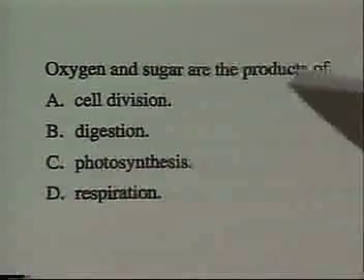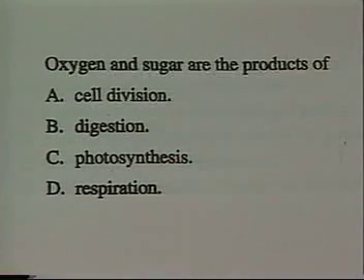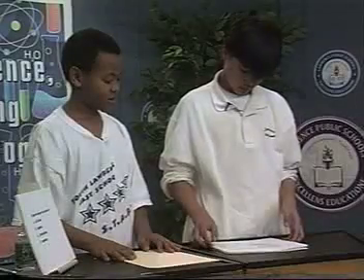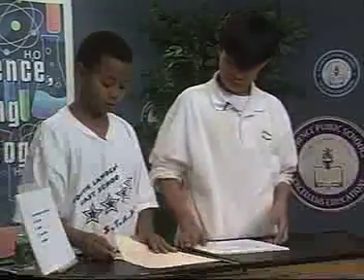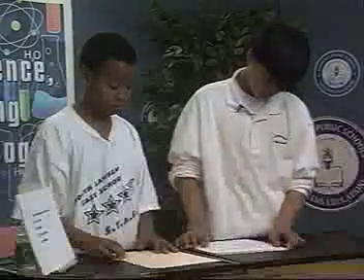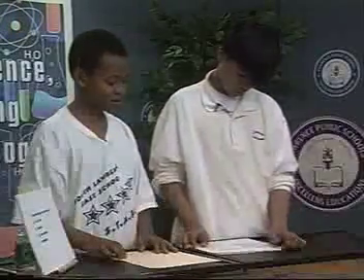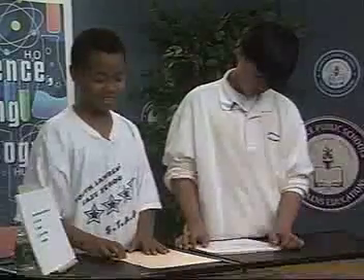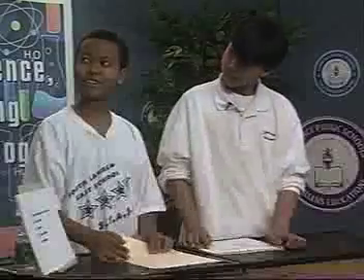Photosynthesis, D. Respiration. I think it's C. Photosynthesis. You think it's C, right? What are products? Something that's made, right? So oxygen and sugar, you're saying, are made because of what? C? Photosynthesis? What's that have to do with it?